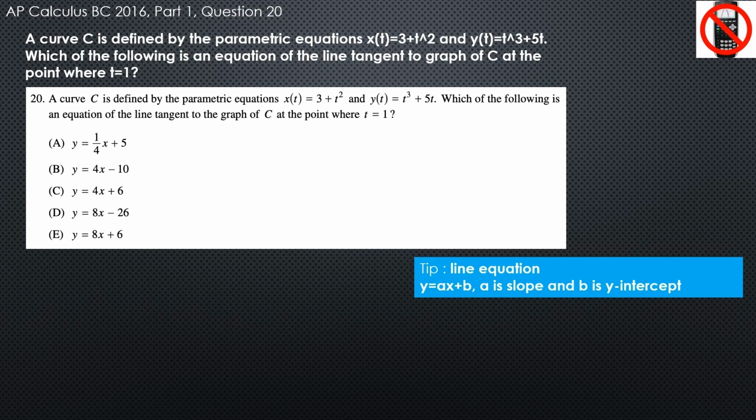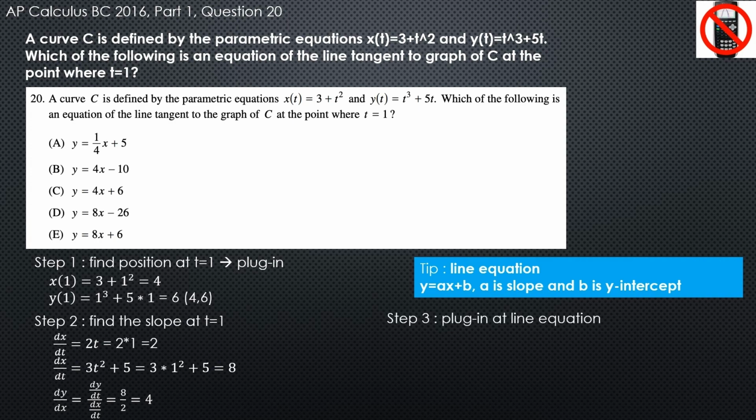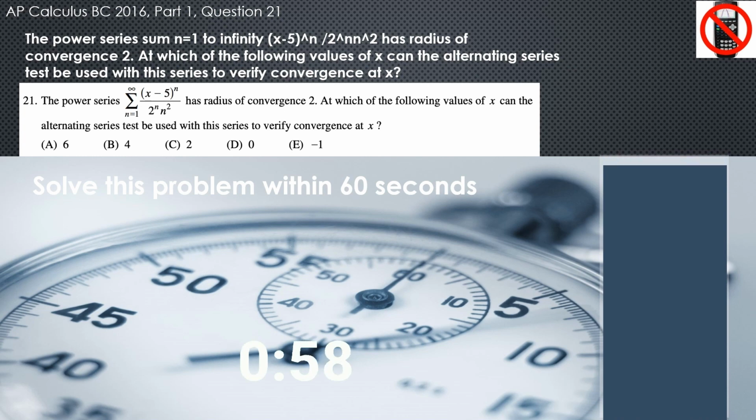Tip for linear equation. y equals ax plus b, where a is the slope and b is the y-intercept. Step 1. Find the position at t equals 1 and plug in. Step 2. Find the slope at t equals 1. Step 3. Plug in to the linear equation. The answer is B. Solve this problem within 60 seconds.